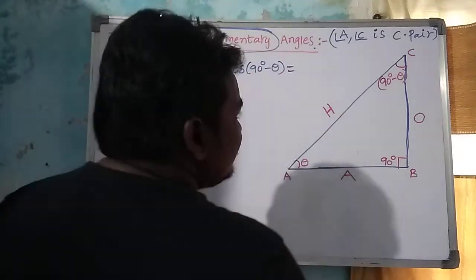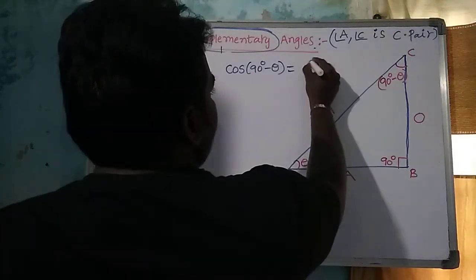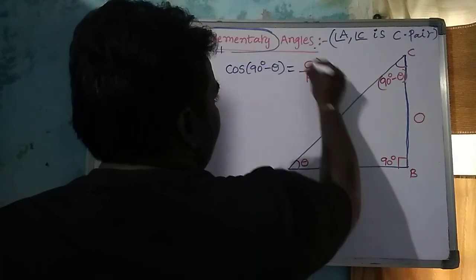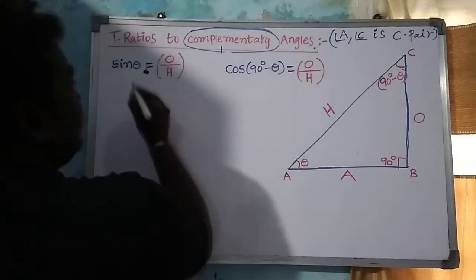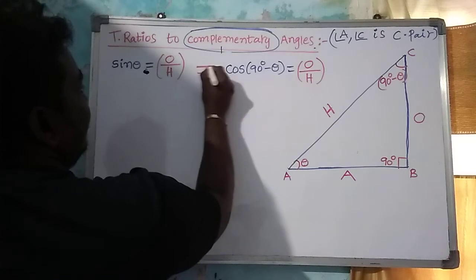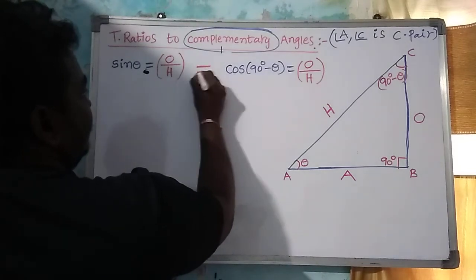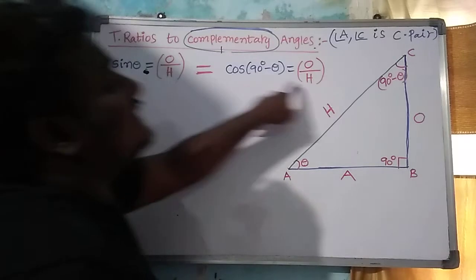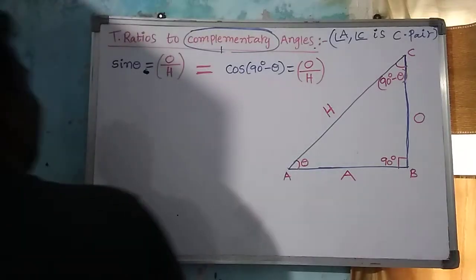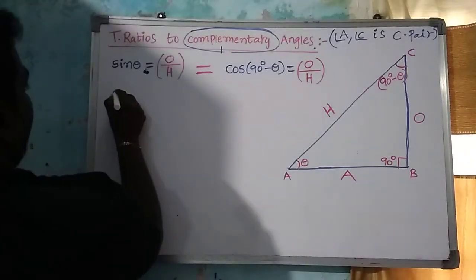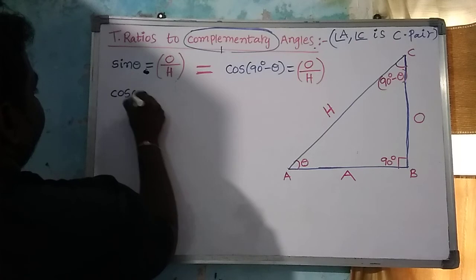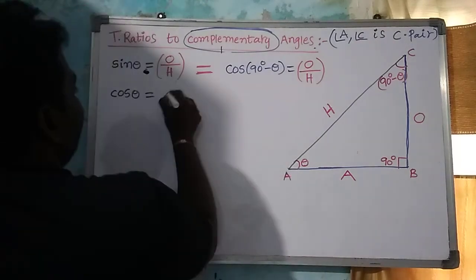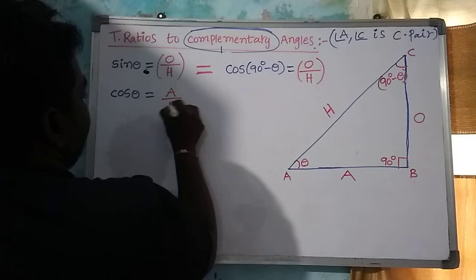What about cos 90 minus theta? It is O by H. So I can place an equal to symbol here, the same quantity: sin theta equals cos 90 minus theta. Now what about cos theta? Cos theta equals adjacent by hypotenuse.